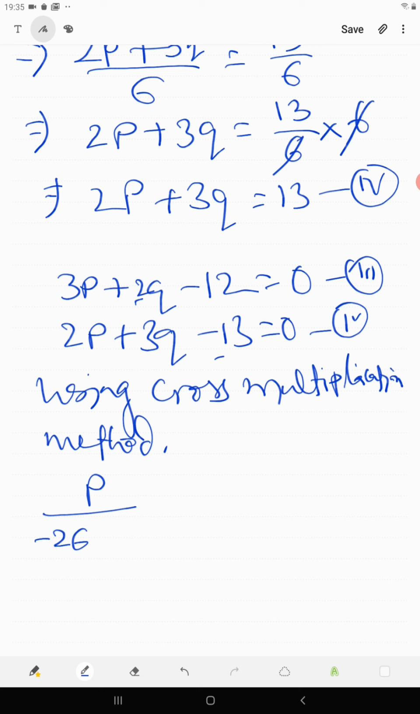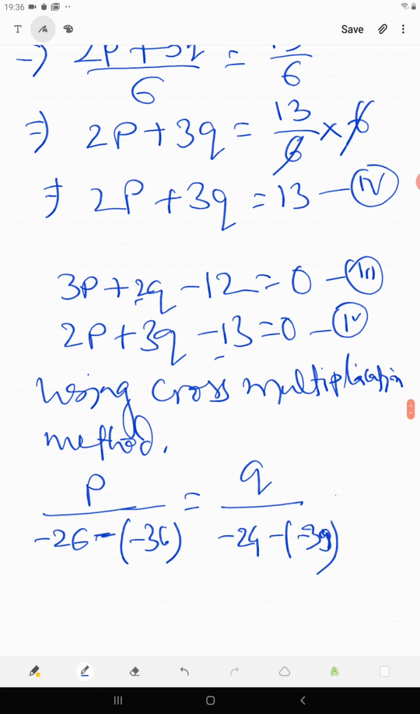Now I will write directly, but you guys please write it step by step. 2 into minus 13. Then minus of 3 into minus 12 is minus 36. So minus of minus 36. Equals to q divided by minus 12 into 2 is minus 24, then minus of 3 into minus 13, or minus 13 into 3, that is minus 39.